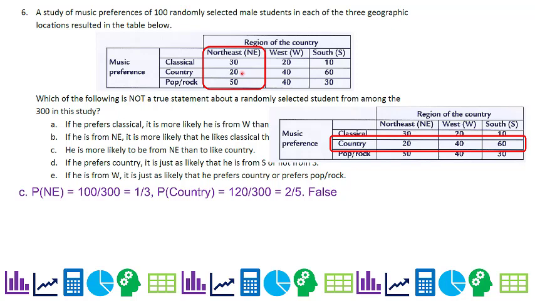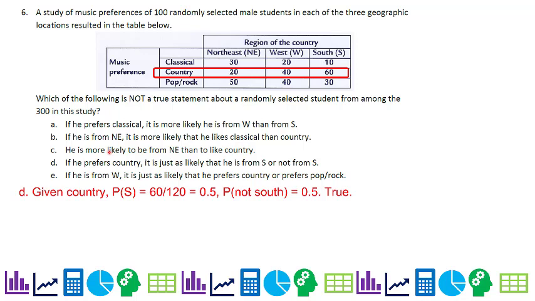C: he is more likely to be from the northeast than to like country. So here I need to calculate the northeast. The total for the northeast is 100 out of 300, which is 1/3. The total for people who like country is 120 out of 300. And when you simplify, that's 2/5. And you can see that northeast is actually less than country. This is like 0.4, this is like 0.33. So statement C is false and is most likely our answer. Let's double check the others.